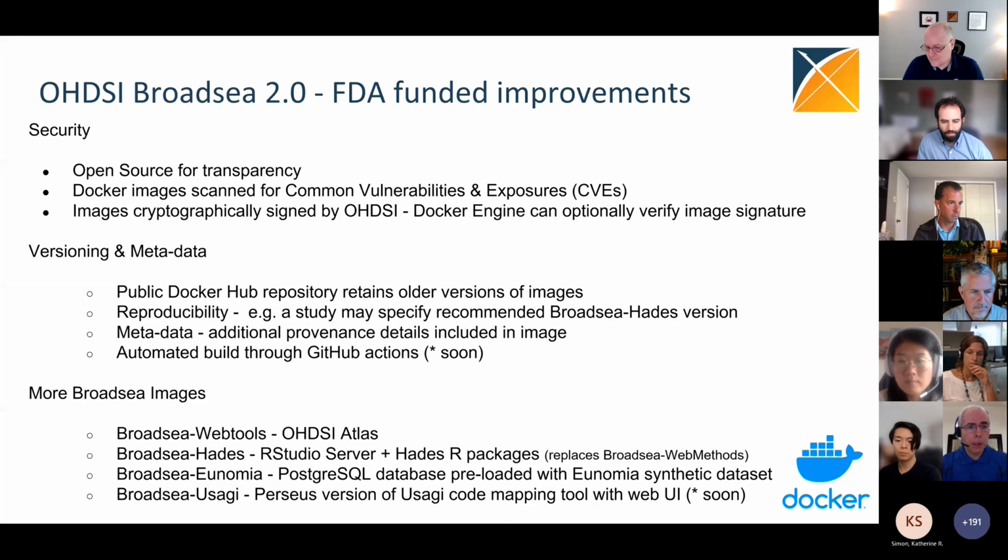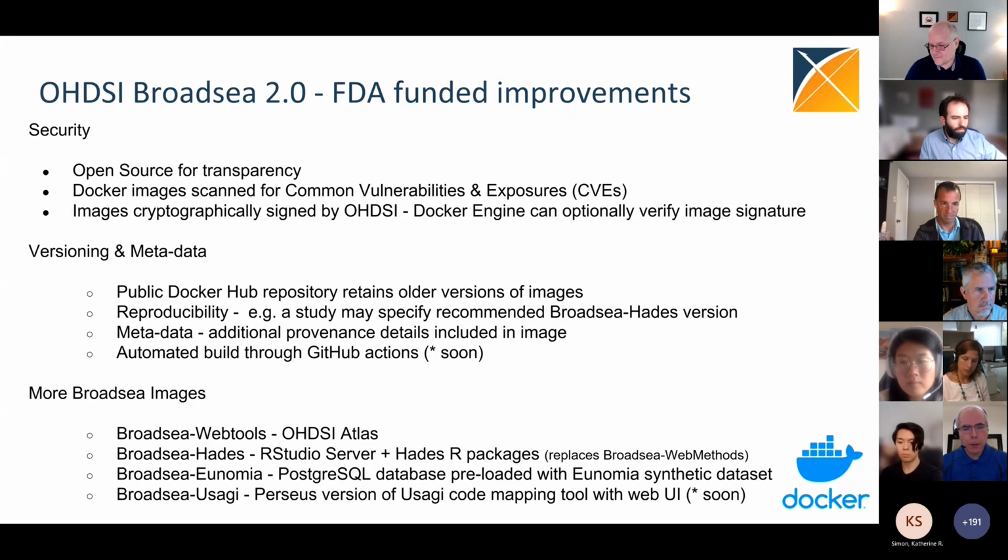And then another thing that's new is we're going to be signing these containers. So you can optionally have Docker verify an image before it runs an image. And so for the first time, you'll be able to verify that this image came from OHDSI. It'll be signed by OHDSI. The second piece here is around versioning metadata. So one thing that's new is we're going to have versions retained for all different containers. So you'll be able to go back to a previous version of Broadsea Hades if you want to run a study, or you had a study code that needs a particular version of Hades. You'll be able to do that, which is a big plus.